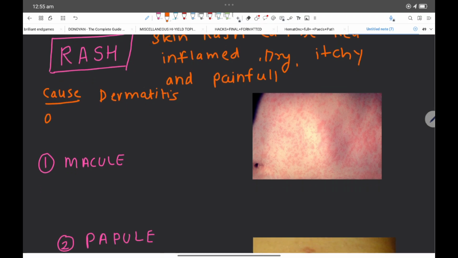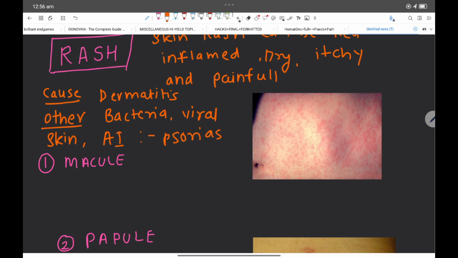and other causes may be bacterial, viral skin infection, autoimmune disease like psoriasis and eczema.